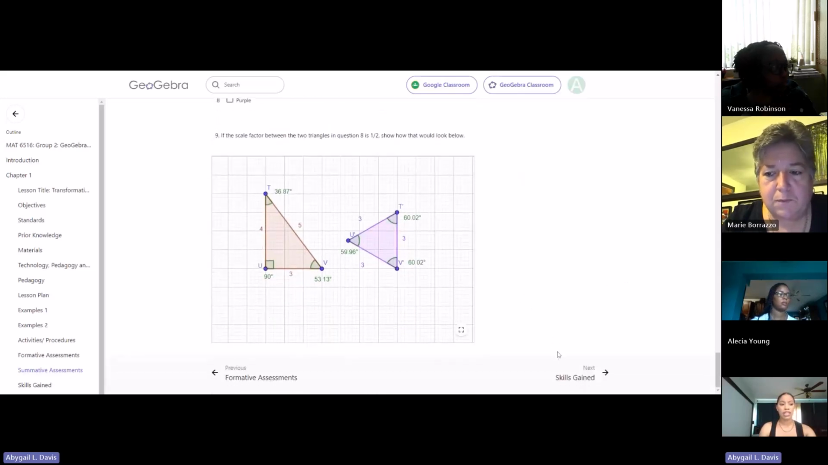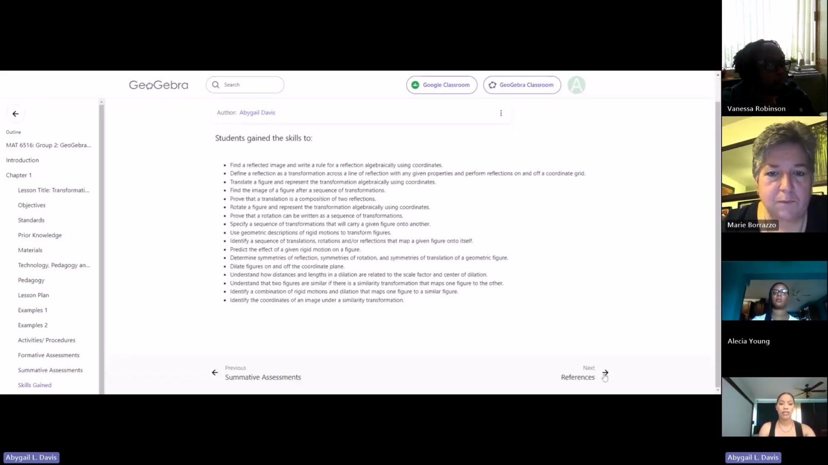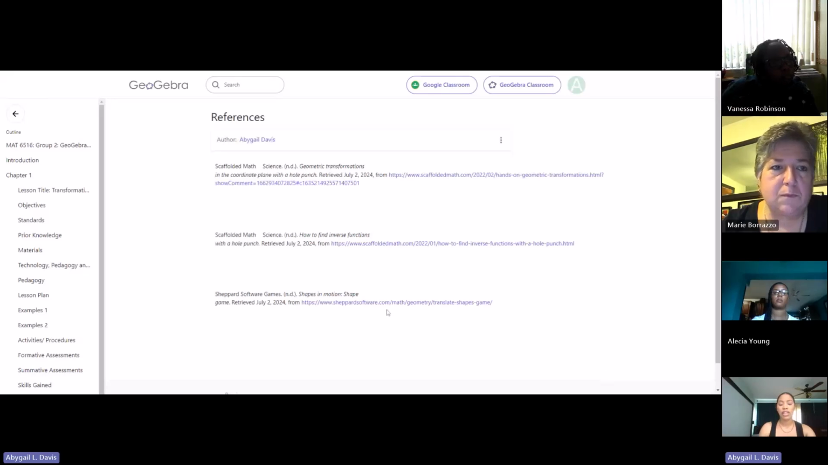And so if they're engaging with the content well, if they're paying attention, if they're practicing, if they're using all the resources that are given to them, then they will be able to gain all the skills that were outlined in the objectives. And next, you'll see a few references that were used in order to develop this GeoGebra book for the group project. Thank you, guys.